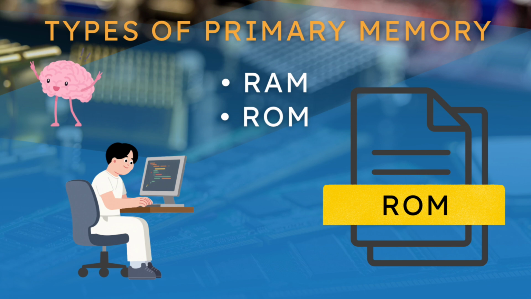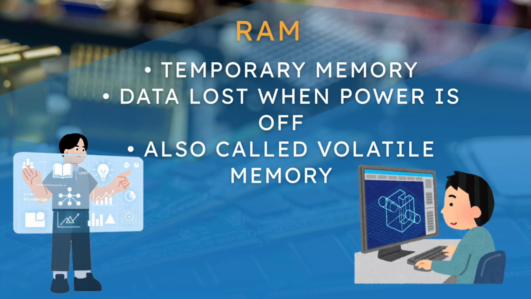There are two types of primary memory, RAM and ROM. Let us understand RAM first. RAM stands for Random Access Memory. RAM is a temporary memory. It stores data only when the computer is on. For example, when you are playing a game or typing a document, the data is stored in RAM. But when you turn off the computer, all the data is lost. That is why RAM is called volatile memory.